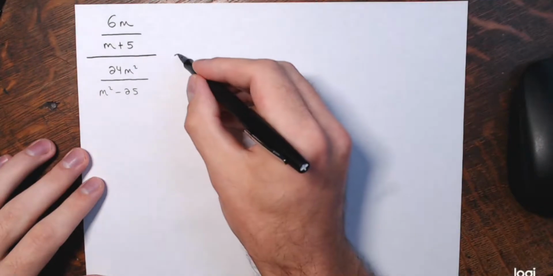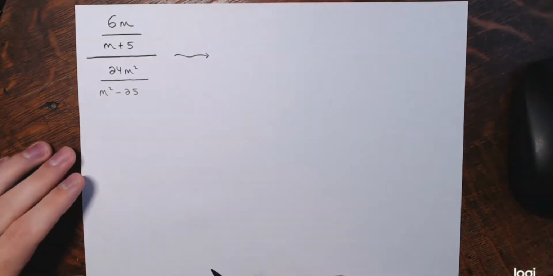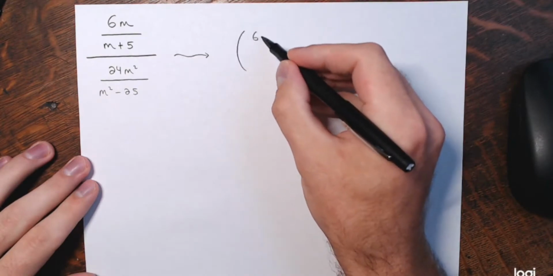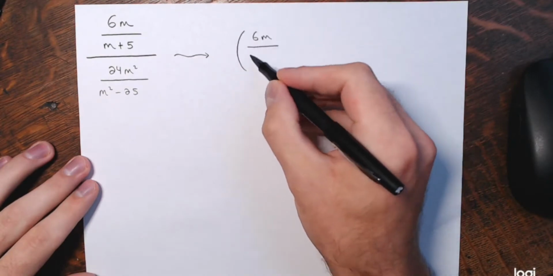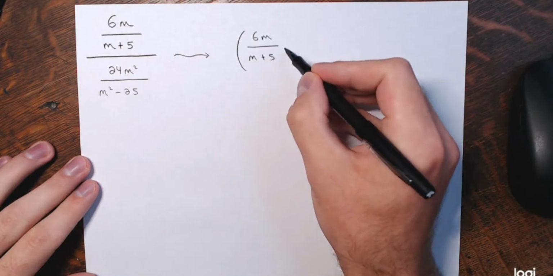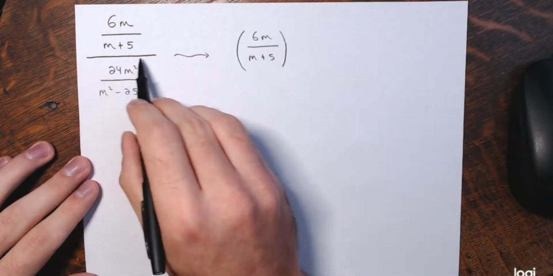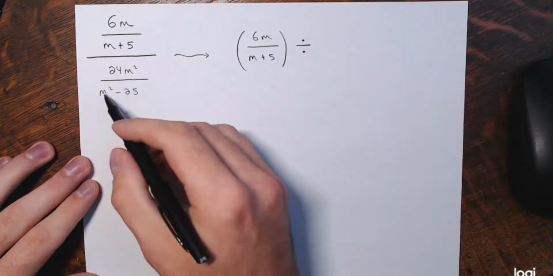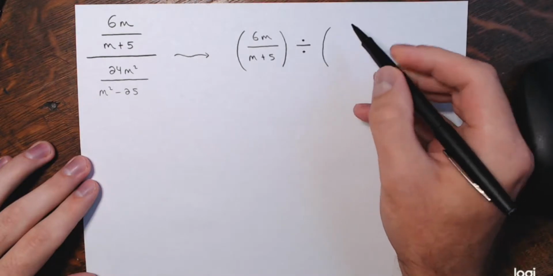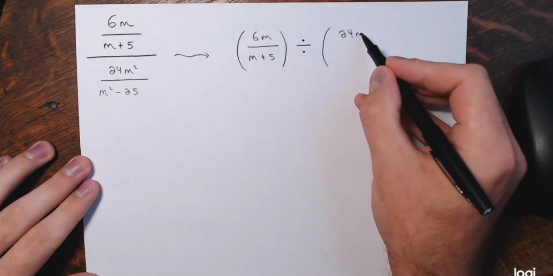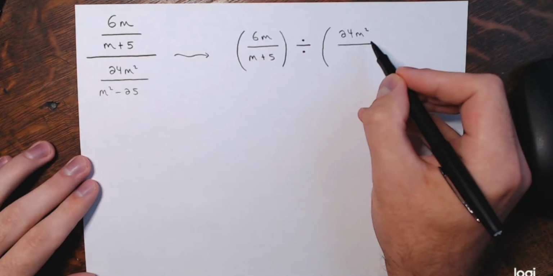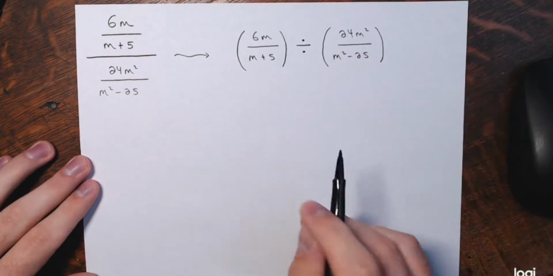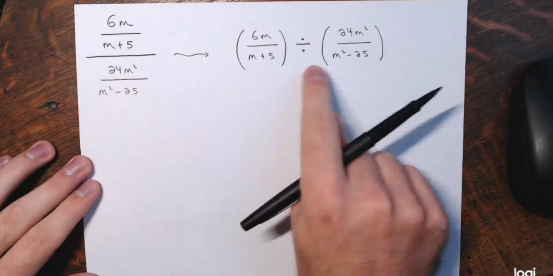Alright, so as I've been doing with these, for this objective, taking everything above the main bar, writing that down, 6m divided by m plus 5. And then the main bar will be represented by the division symbol. And then everything below the main bar after that, the fraction 24m squared over m squared minus 25. So we're taking that numerator fraction divided by the denominator fraction. Alright, great.